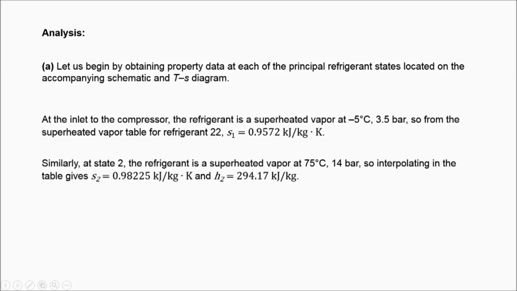Similarly, at state 2, the refrigerant is superheated vapor at 75 degrees C and 14 bar. Interpolating in the table gives us S2 is equal to 0.98225 kilojoules per kilogram Kelvin, and H2 is equal to 294.17 kilojoules per kilogram.